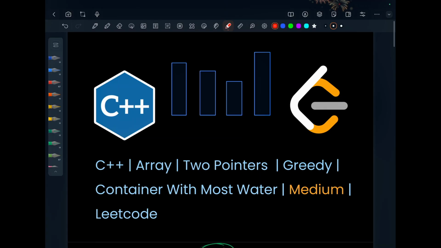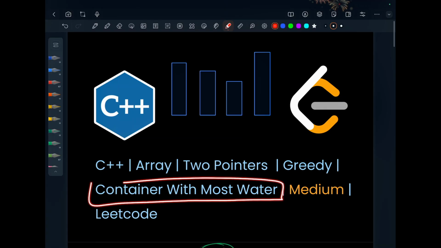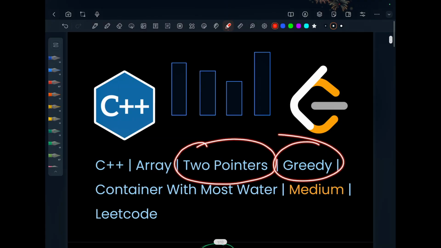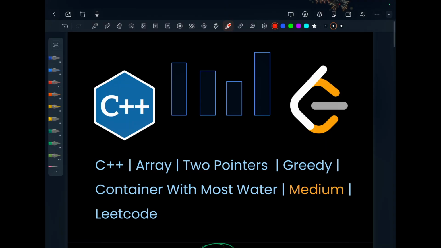Okay, so our problem is Container With Most Water. This is a medium question from Leetcode, and this question uses the two pointers and greedy concepts from DSA, because you can write your brute force without using them, but we want to write optimized code. Without these concepts we cannot write an optimized code.